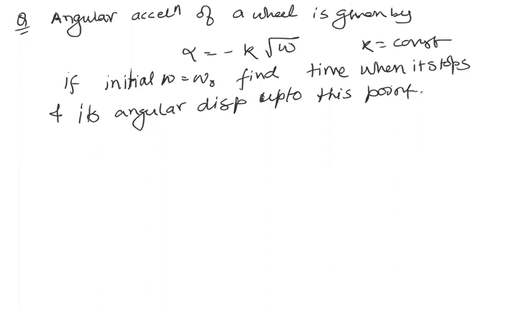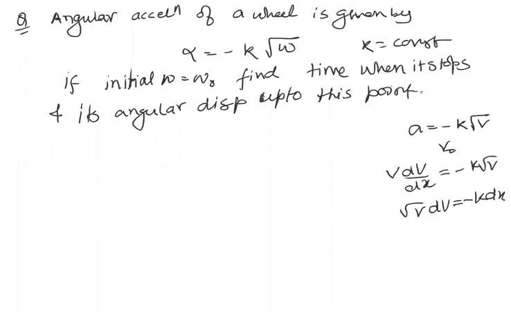So you just convert it into that problem where somebody tells you that look, a is equal to minus k root v, and initial velocity is v naught, find the distance traveled and the time taken when the velocity becomes zero. So what you do is, instead of a, you write v dv by dx, and you write this as minus k root v. This becomes root v dv is equal to minus k dx, and then you integrate. Same thing we are going to do here.